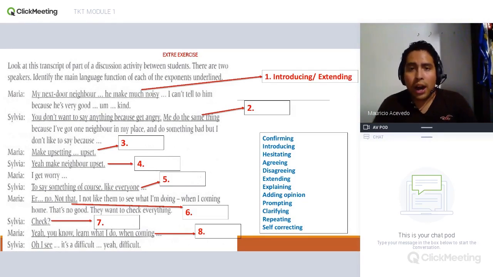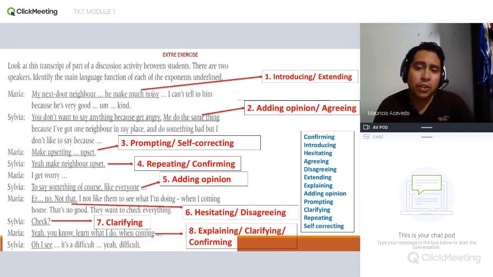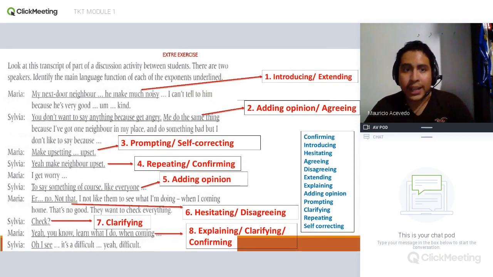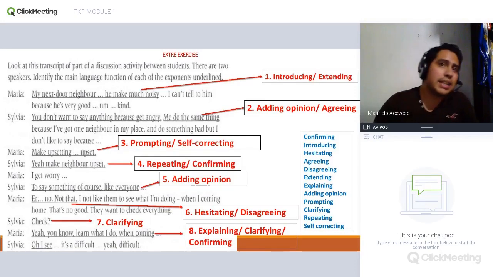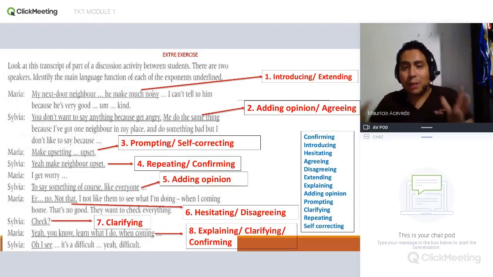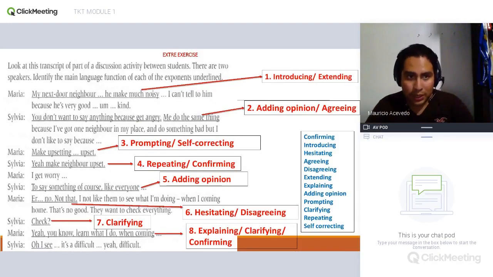I'm going to give you the answers, teachers, and let me remind you that if you have any question, please write your comment on Edmodo. Now in number 2, "you don't want to say anything because he gets angry. Me do the same thing." In this case, it's adding opinion, because she's saying, "I don't have to say anything because you get angry." And agreeing, because at the same time he says, "I don't have to do that because there will be consequences." So they have an agreement in this moment.